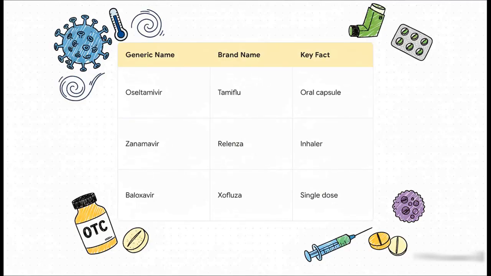You've got to know the generic and the brand. Oseltamivir, which is brand name Tamiflu, is the one you'll see most often. It's an oral capsule. Then there's zanamivir, brand name Relenza, and the key thing to remember here is that it's an inhaler. Finally, we have baloxavir, brand name Xofluza, which is pretty cool because it's usually just a single-dose treatment.